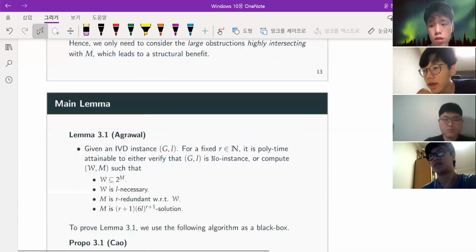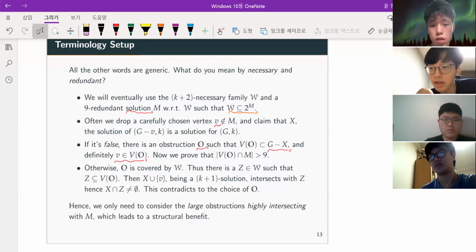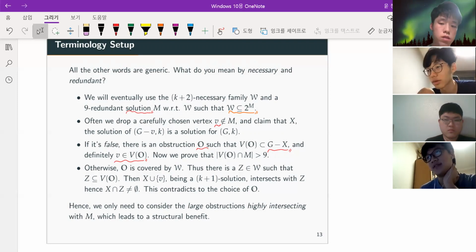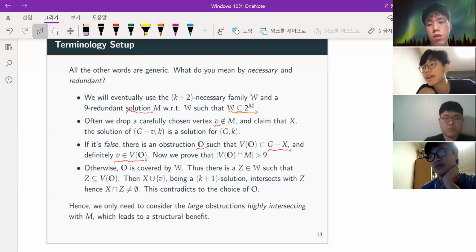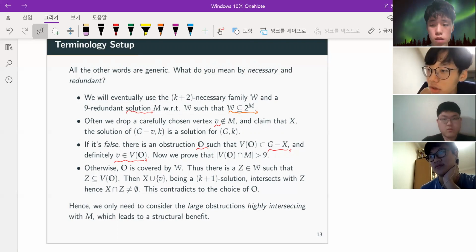I'm sorry, but can you give an insight on what is redundant and what is necessary? This just looks like code words. I know there is a definition, but I can't really understand it. Redundant, like why are they doing this? I don't get the intuition.